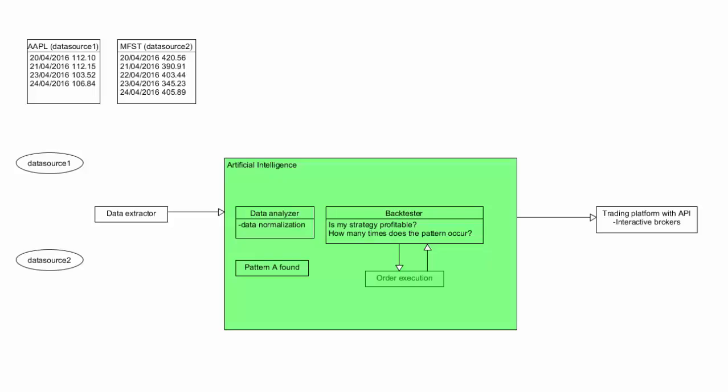Hello everyone, today I will give you a high-level overview of the different components of an automated trading system.